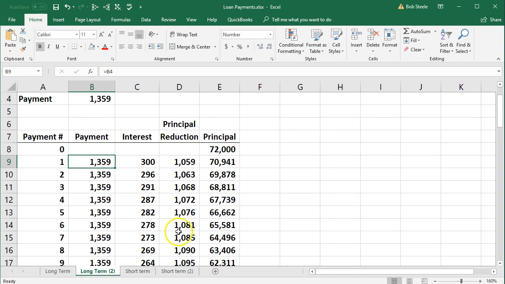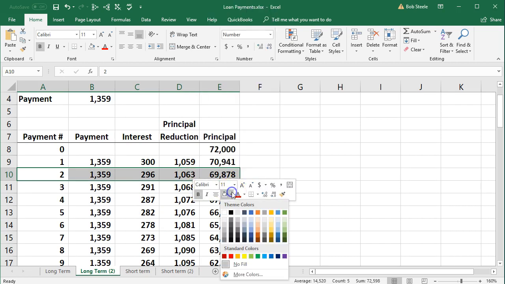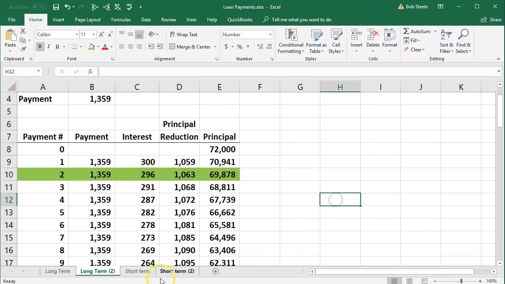So if we go back to our schedule here, we just did this one, and I'm going to go to this one now. It's useful sometimes to make them a different color. I'm going to right click and make this green. That's the one we're working on, the green one. So we'll do this one now. The payment amount will be the same, but the interest and principal will differ.